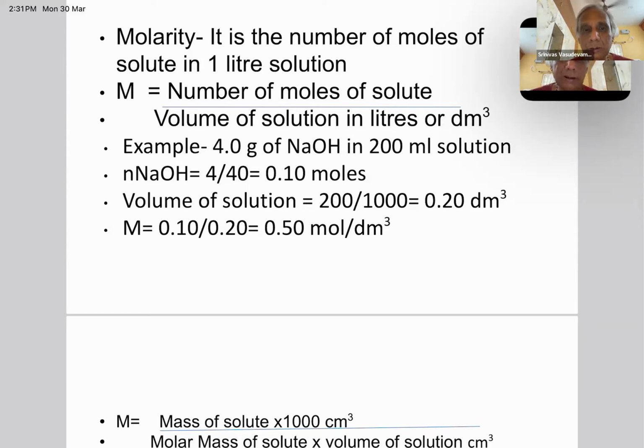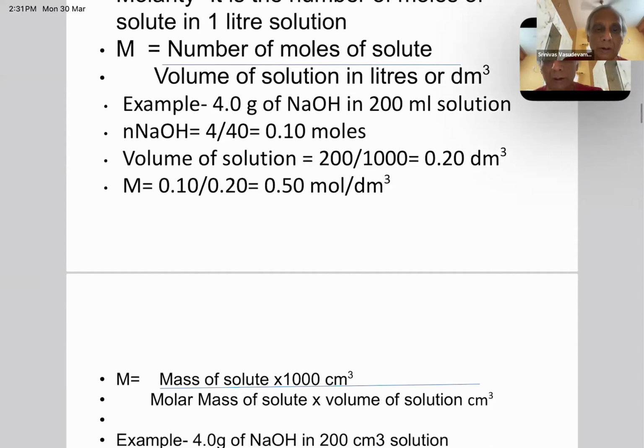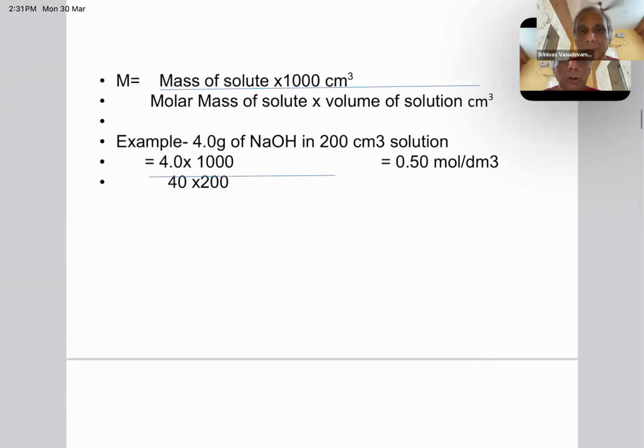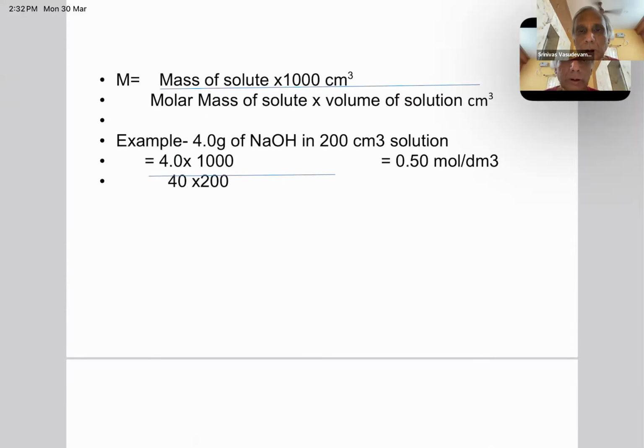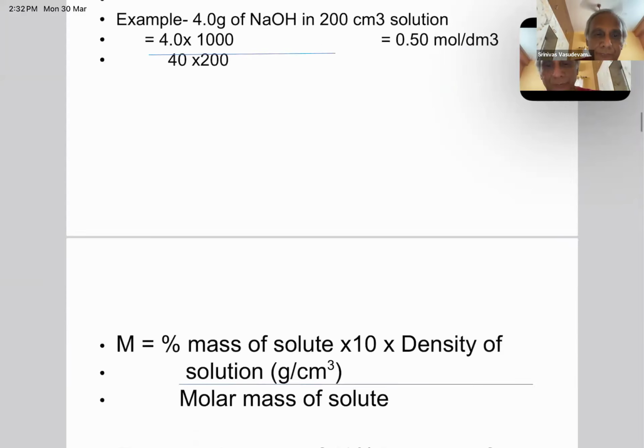So molarity is equal to number of moles of sodium hydroxide divided by volume of solution in decimeter cube. So 0.10 divided by 0.20. That is 0.50 mole per decimeter cube. Molarity equal to mass of solute divided by molar mass of solute into 1000 by volume of solution in centimeter cube. So 4 by 40 into 1000 by 200. That is 0.50 mole per decimeter cube.